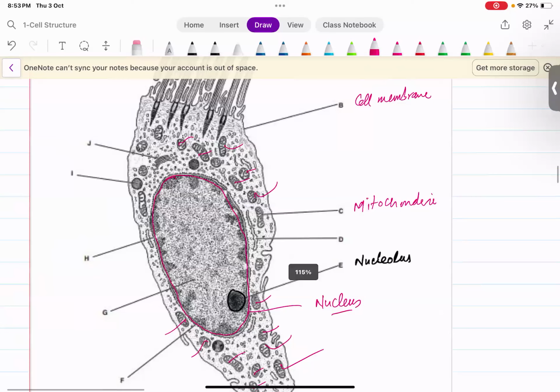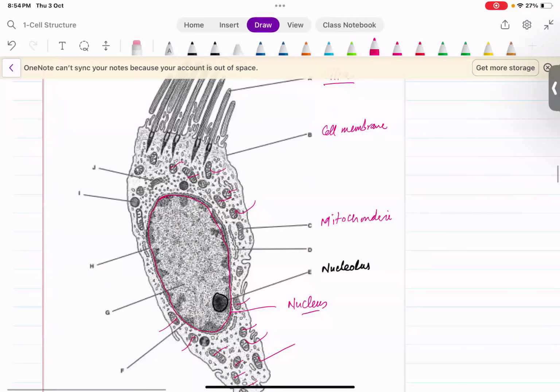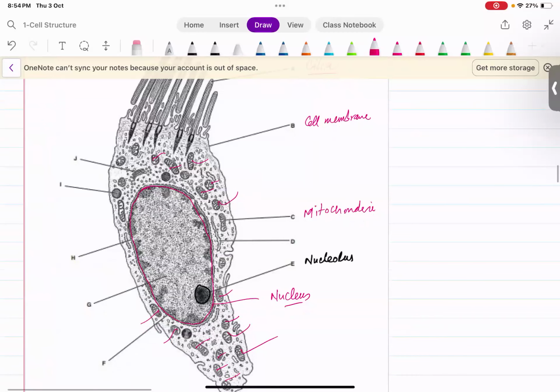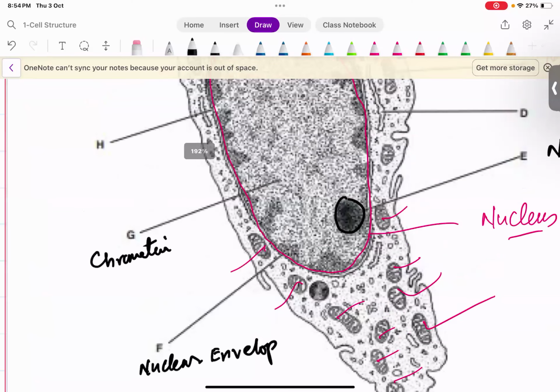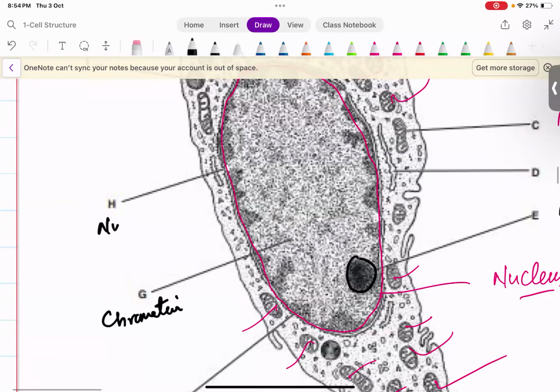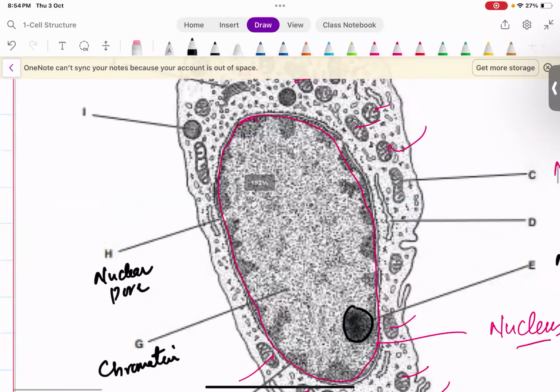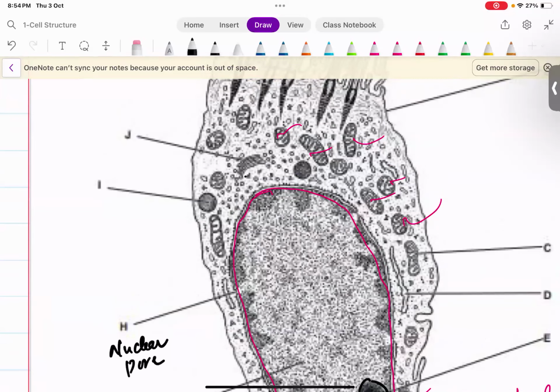Okay, we also have this part. This is maybe nuclear envelope, and we have this chromatin, and we have this nuclear pore, and we have these. See, this is a slightly different view from how we generally draw the Golgi bodies.